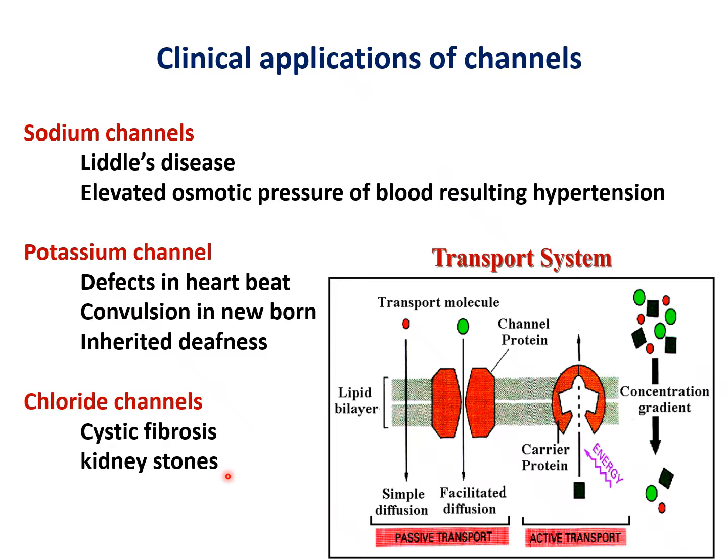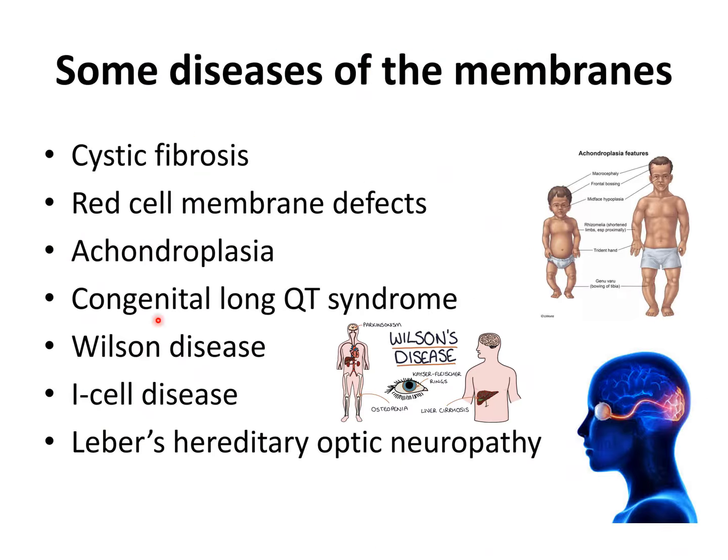And chloride channel: cystic fibrosis, kidney stones may happen. Cystic fibrosis is a very important 5-mark question. They may ask in the plasma membrane defect. So these are some of the disorders of membrane: cystic fibrosis, red cell membrane defects, achondroplasia, congenital long QT syndrome, Wilson disease, I-cell disease, and Leber's hereditary optic neuropathy also may happen if the plasma membrane is defective.